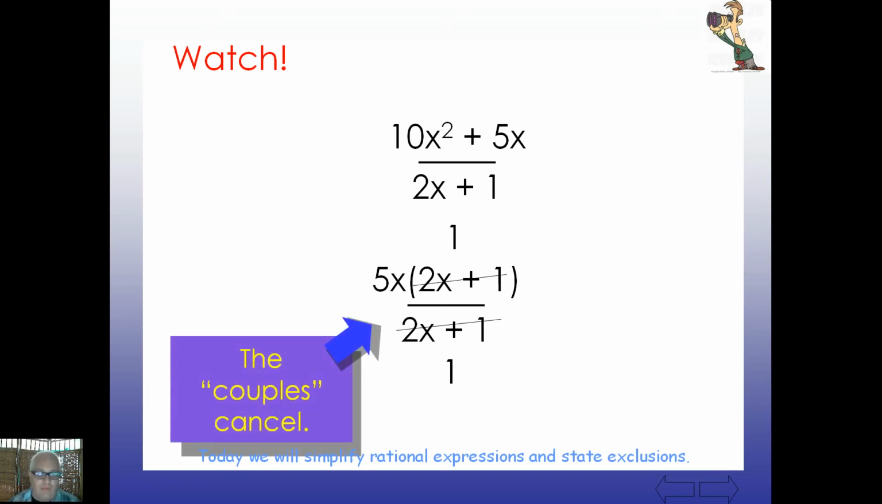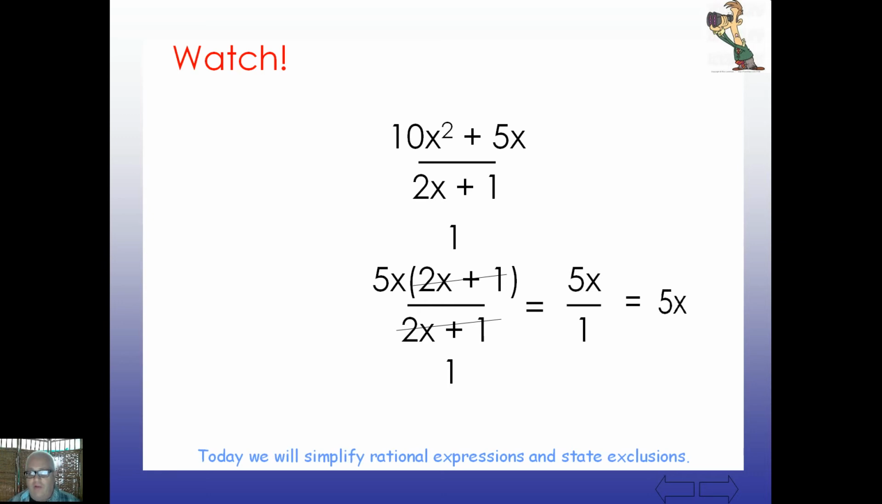Here it says that couples cancel. That's correct. 2x plus 1 and 2x plus 1. Just treat them like a couple. They match perfectly. They cancel out, and you're left with 5x as a result.